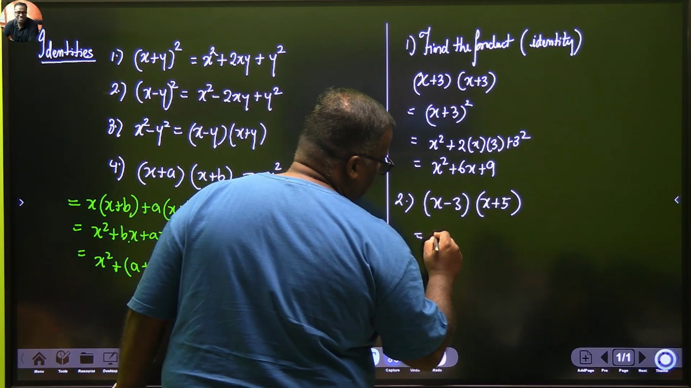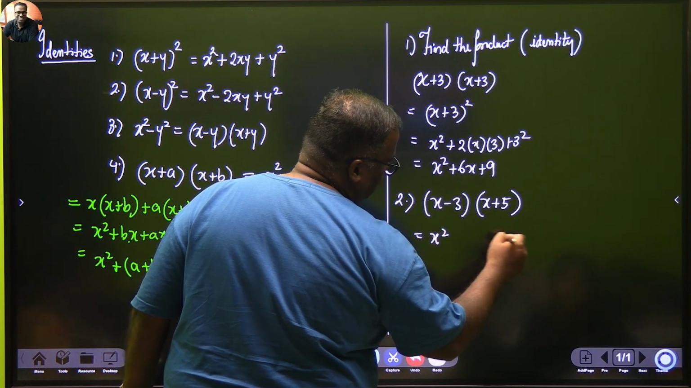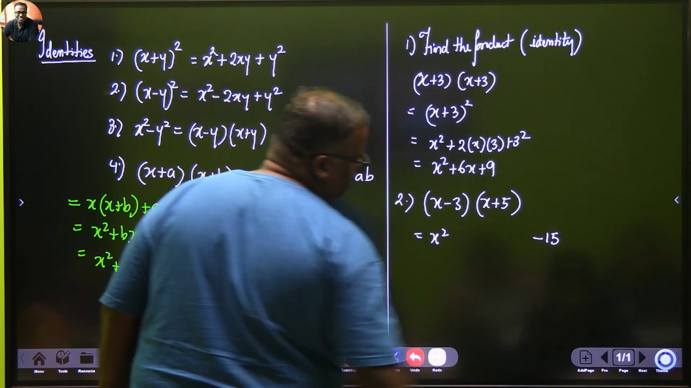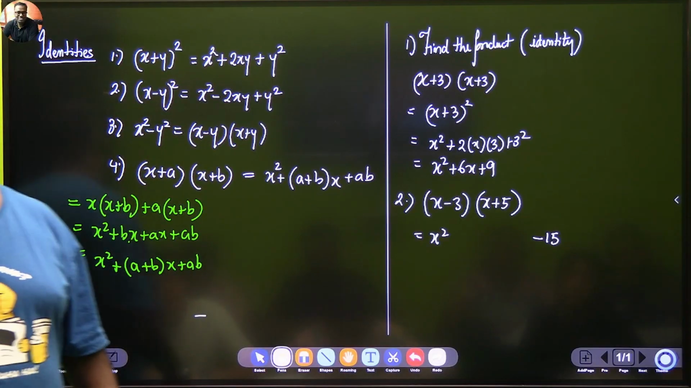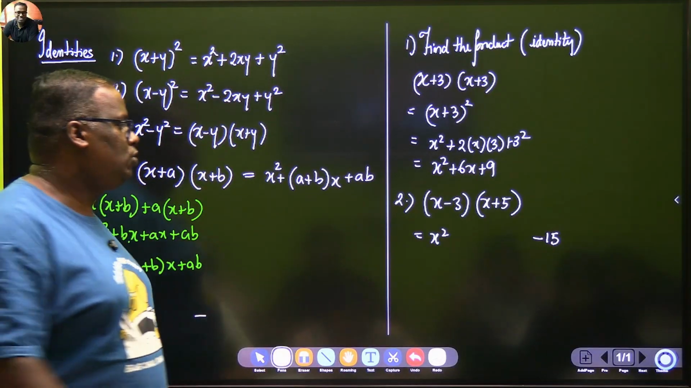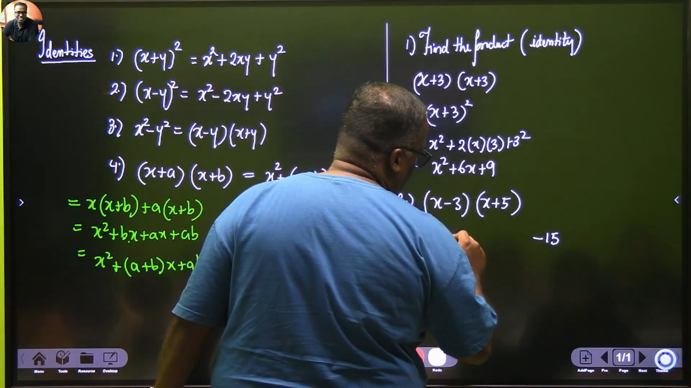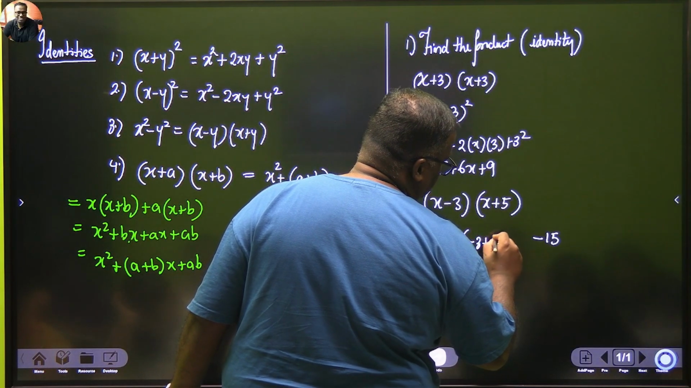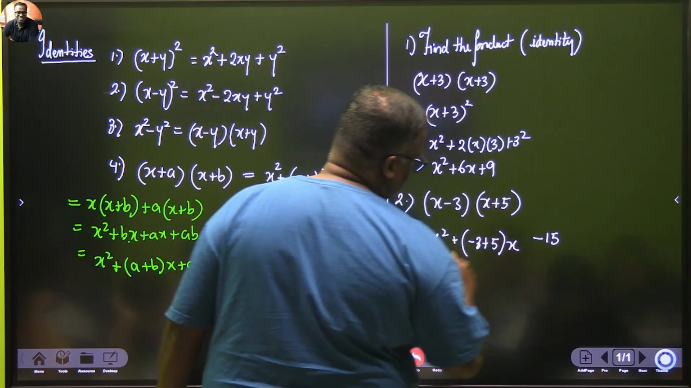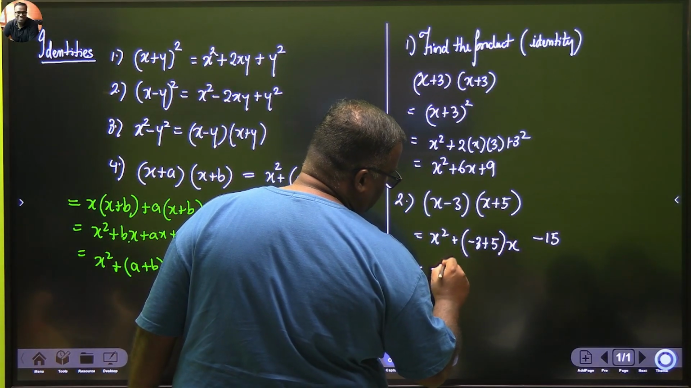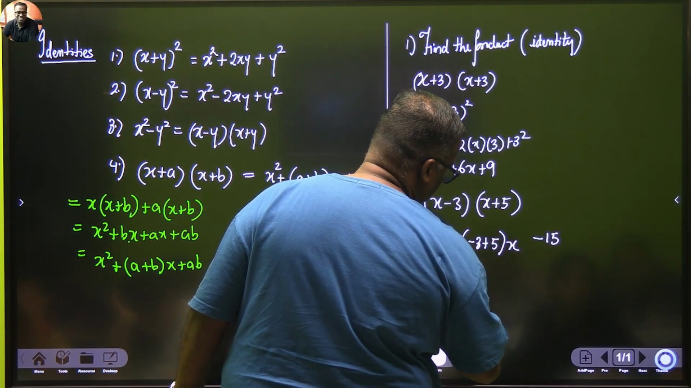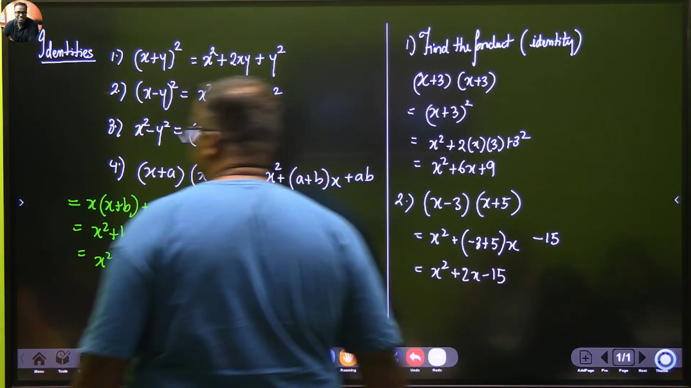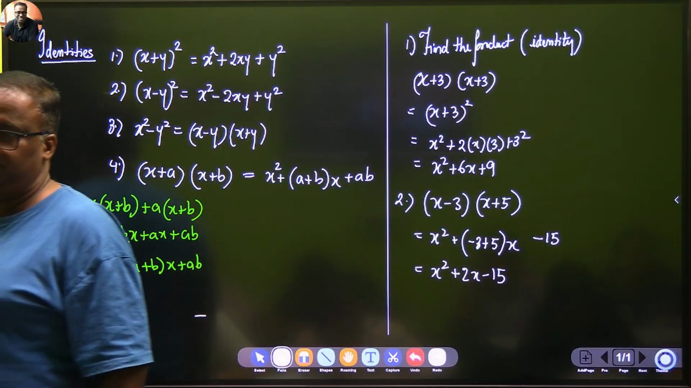We write x square and here it will be ab, but our ab will be negative this time, children. समझ में आ रहा है? Our ab will be negative. And what should be inside? (a plus b)x. A is minus 3 plus 5, and x. तो इसको सॉल्व करें तो क्या आया बच्चा? x square plus 2x minus 15. समझ गए? Very good.